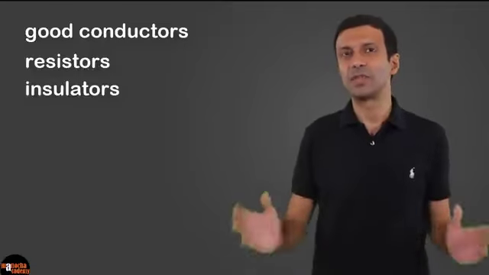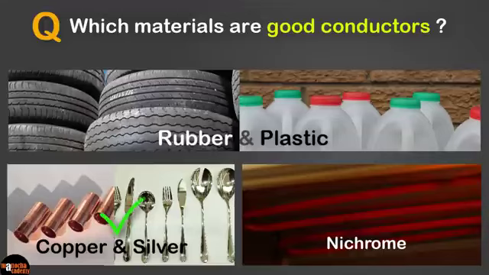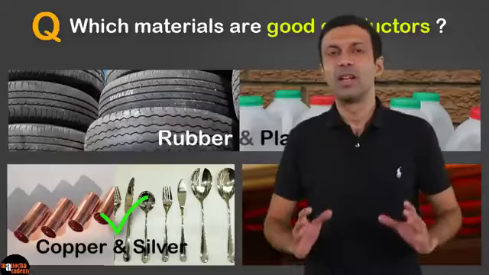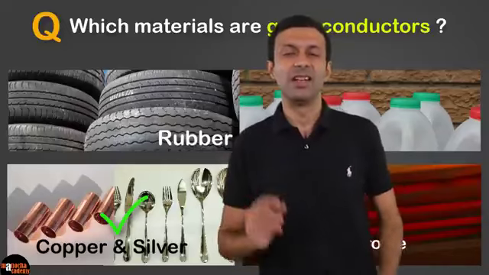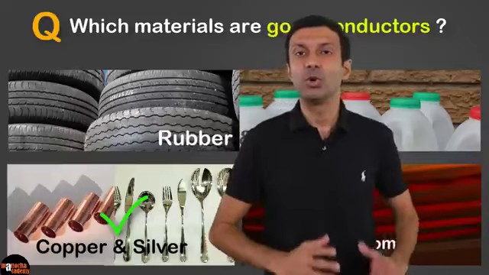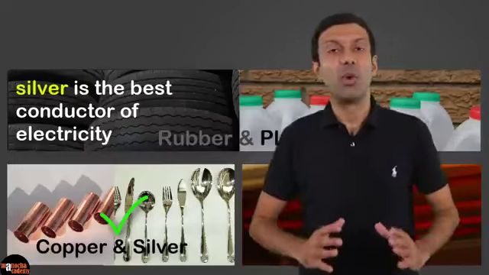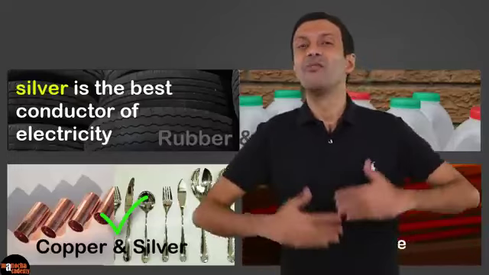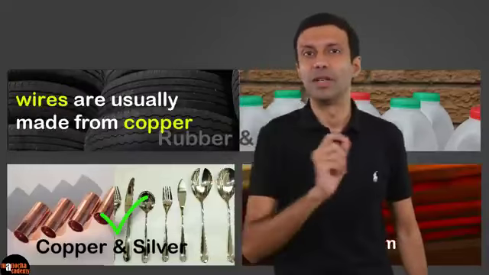Here are some substances. Can you identify which ones are good conductors? That's right. Silver and copper are good conductors of electricity. Usually, most metals are good conductors of electricity. They have very low resistance values. Did you know that silver is the best conductor of electricity? We can make wires from silver, but that would be very expensive. That's why wires are usually made from copper.